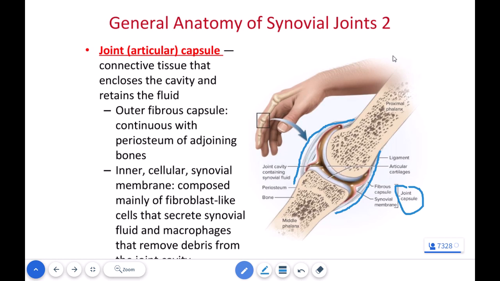As we look at the inside of our articular capsule, we're going to have another membrane, and the secondary membrane is known as the synovial membrane. Its primary purpose is to produce synovial fluid. So within the joint capsule, the outer membrane is the tough protective membrane. The inner membrane produces the lubricant.